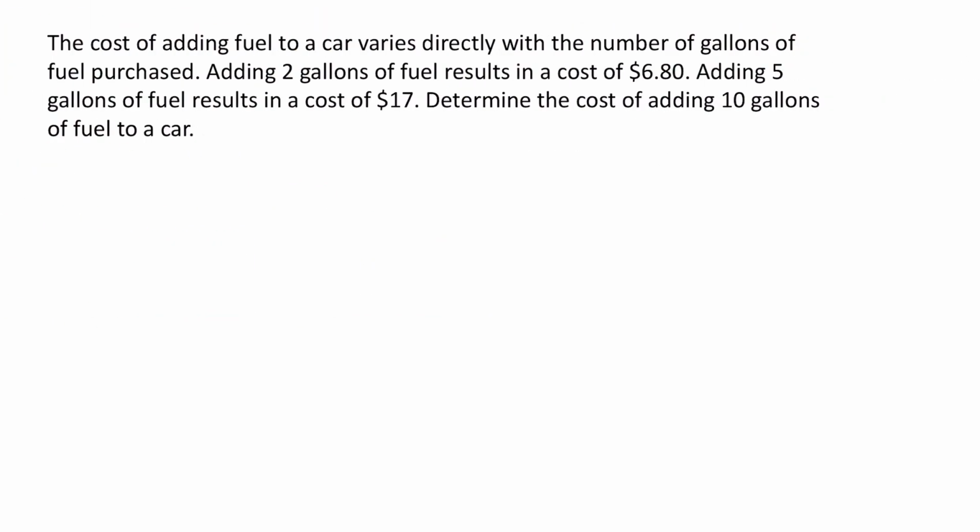So it says the cost of adding fuel to a car varies directly with the number of gallons of fuel purchased. Adding 2 gallons of fuel results in a cost of $6.80. Adding 5 gallons of fuel results in a cost of $17. Determine the cost of adding 10 gallons of fuel to a car. So here's my important phrase. The cost of adding fuel varies directly with the number of gallons purchased. Okay, so there's my varies directly. So it's saying cost varies directly, so cost equals K times gallons.